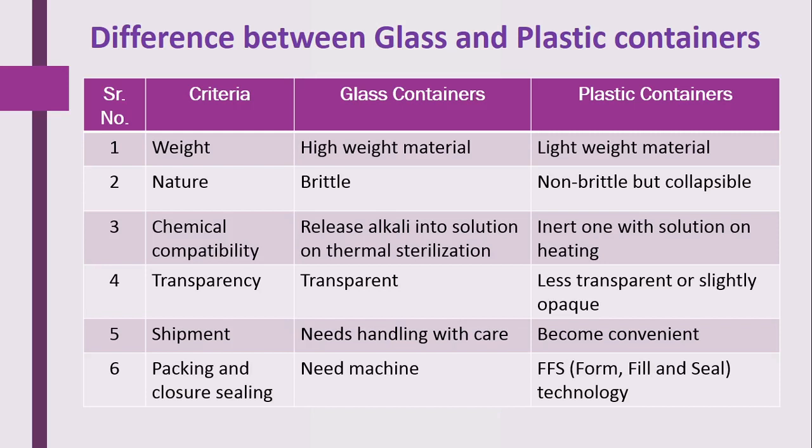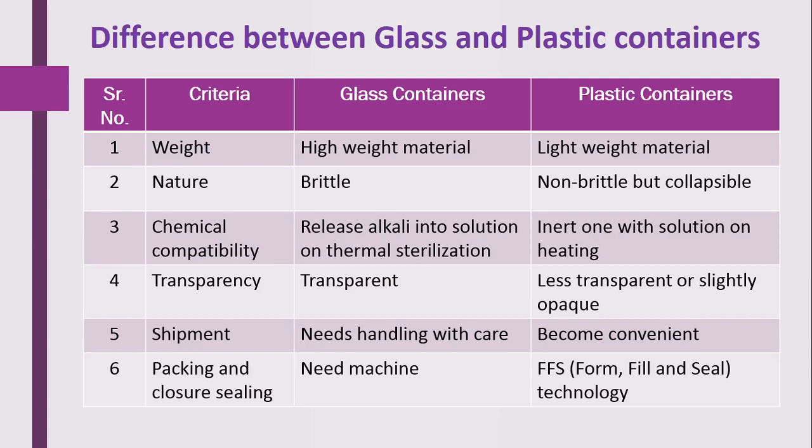In the case of plastic containers, it is inert with the solution on heat. When we are applying heat to a plastic container, it will not release alkali into the solution. So this is about the chemical compatibility of these two types of container, glass and plastic.